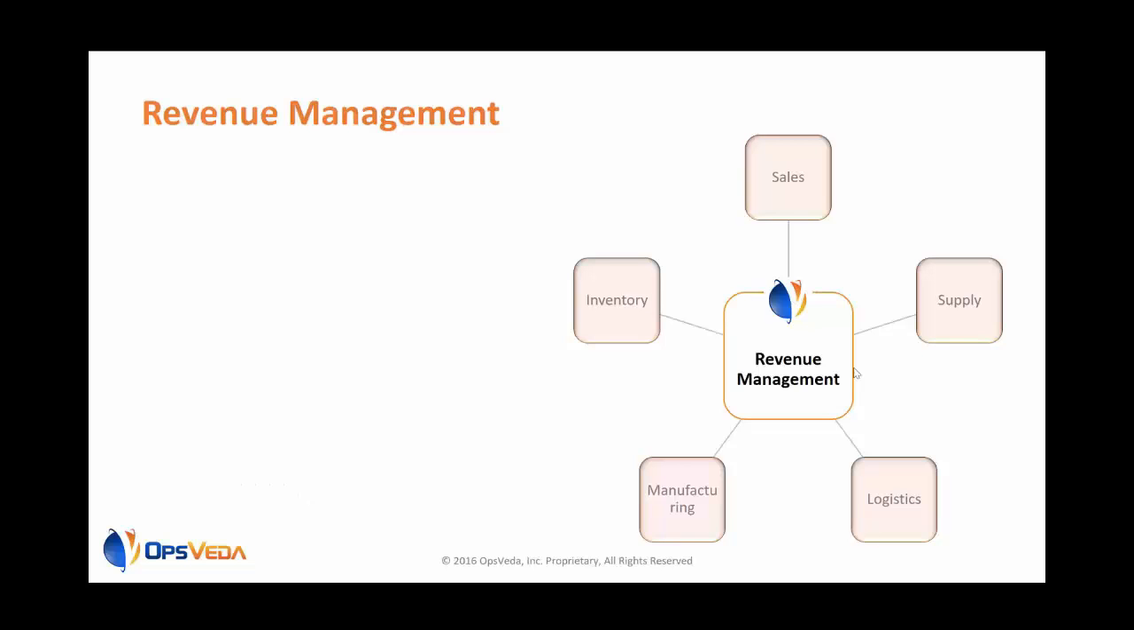Let's focus on how OpsVeda simplifies and empowers controllers and business unit CFOs to optimize revenue attainment. Monitoring and managing attainment of revenue targets is core to any business. Ultimately, all operational functions are geared towards revenue and margins, predictable revenues and margins. But this is not as simple as it sounds.